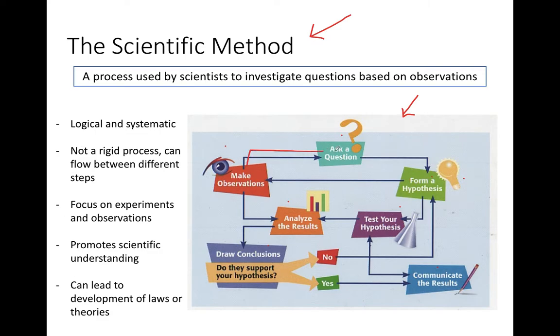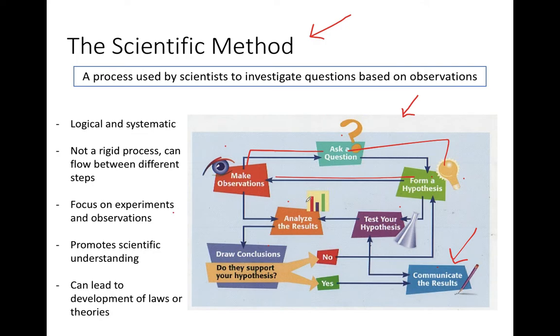Notice how this picture has things connected in all kinds of different ways. Essentially, the point here is that this is not necessarily a step-by-step process. I don't have to make an observation, and then ask a question, and then form a hypothesis. All of these things are interchangeable, interflowing, and it's a constant process in order to get to your desired results of being able to communicate them in either a journal or a published paper. So yes, it is logical and systematic in that you have to do tests and have some type of analysis of your results, but it's not necessarily rigid.